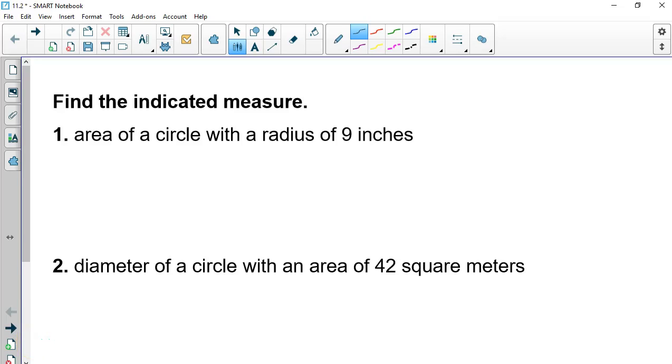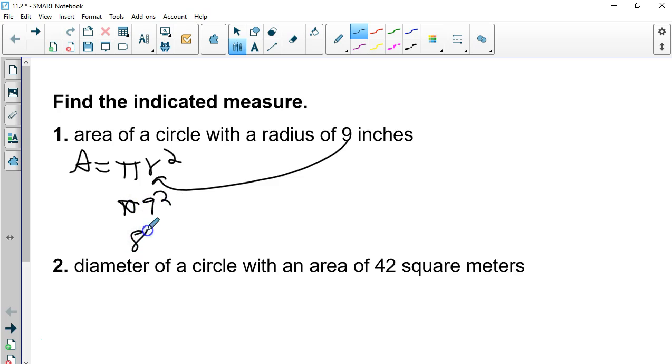Okay, so kind of like yesterday's warm-up, this is actually kind of a forecast of where we're going. The area formula for a circle is pi r squared. Very simple formula. And we're going to take this 9 inches, which is the radius, and put it right here. So that is going to be pi times 9 squared, which is 81 pi. And as we talked about yesterday, you can leave an answer in that term. So that's going to be 81 pi square inches.